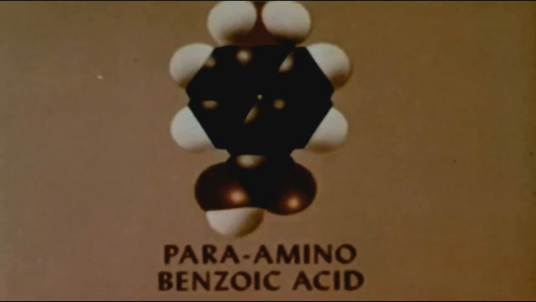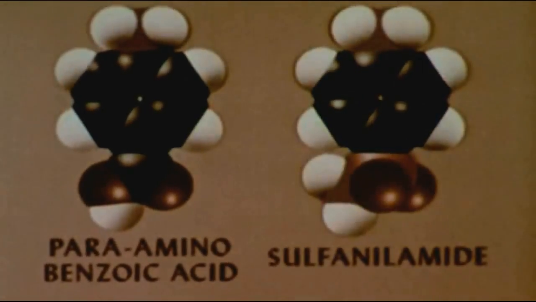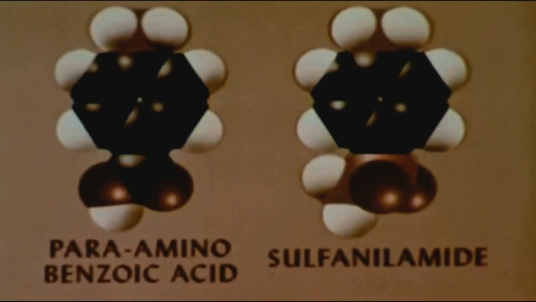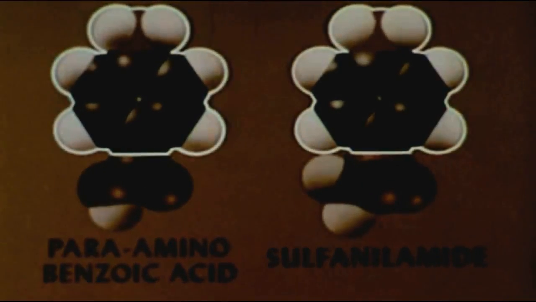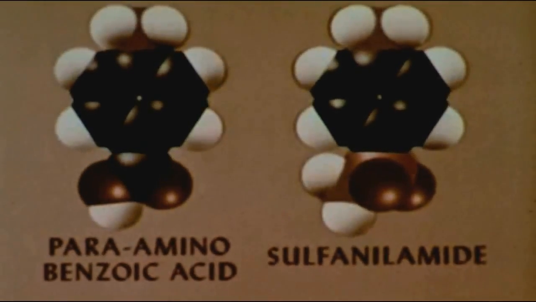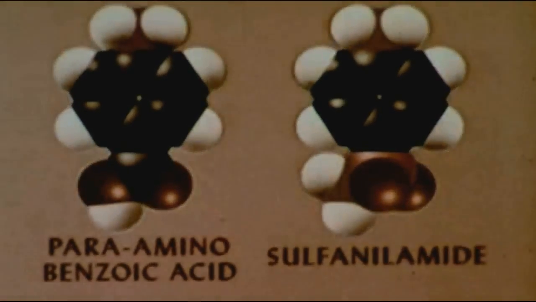When we examine the structure of the acid molecule and compare it to a molecule of the drug sulfanilamide, we find that they are very much alike. This large portion of each is identical. The electron charge distribution in each molecule is also similar, and their general configurations are the same.